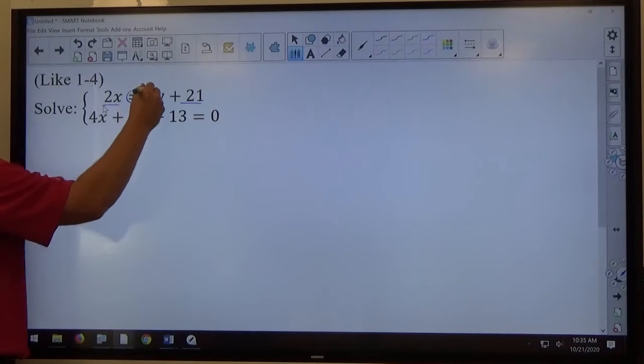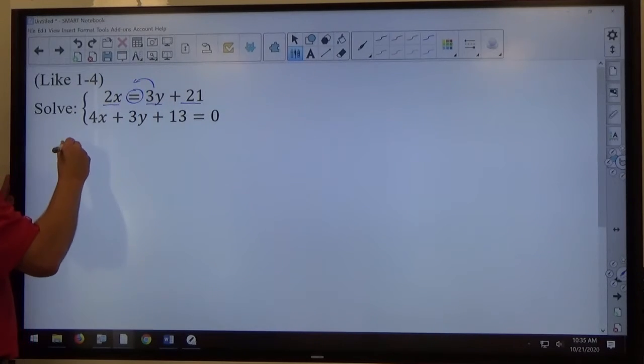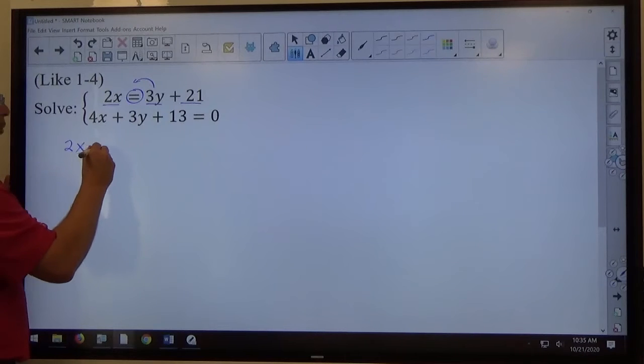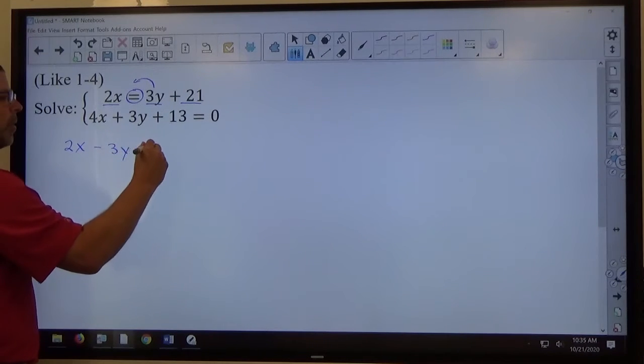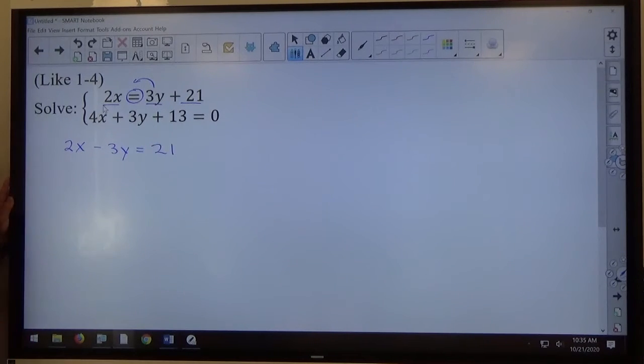So I'm going to move the 3y to the left to make that happen. 2x is not moving, it stays positive. 3y is moving, becomes negative. 21 is not moving, stays positive. The bottom equation, same deal.